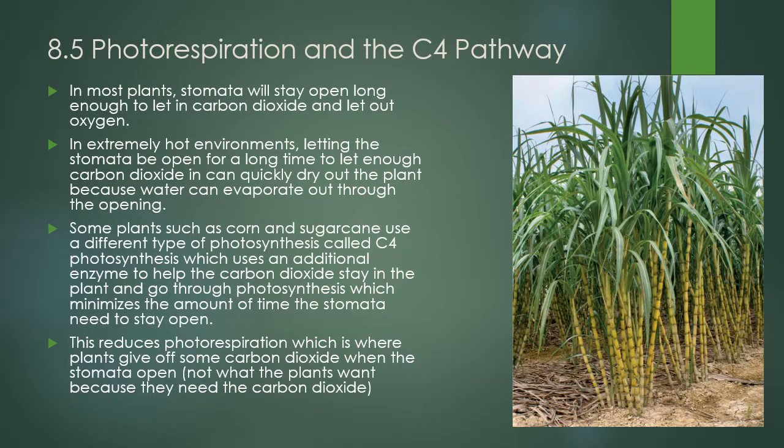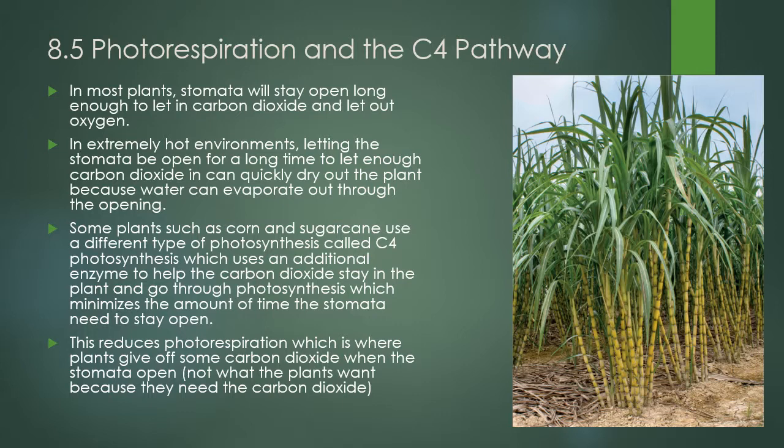We've covered so far the type of photosynthesis that most plants do, which is known as C3 photosynthesis. So in most plants, the stomata, which are those openings in the leaf, will stay open long enough to let in carbon dioxide and let out oxygen, and that works well for plants in most environments. When these pores in the leaf open up to allow for this exchange of gases, though, water can also evaporate out of those openings. And so in really hot and dry environments, the plants can dry out really quickly.